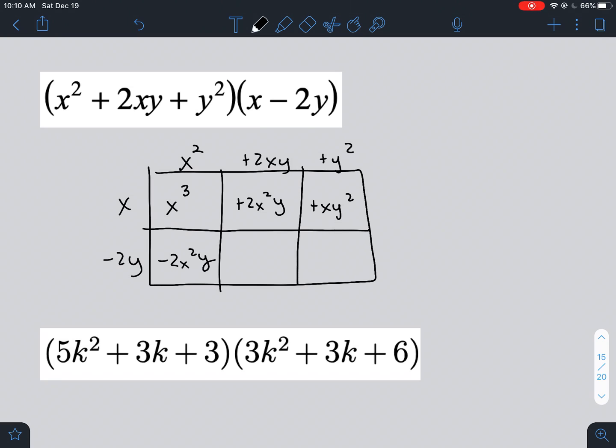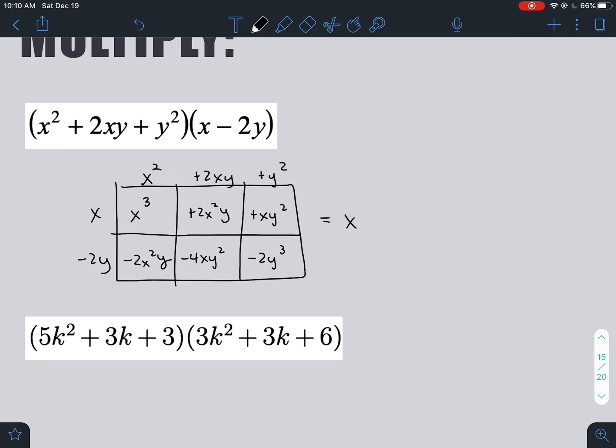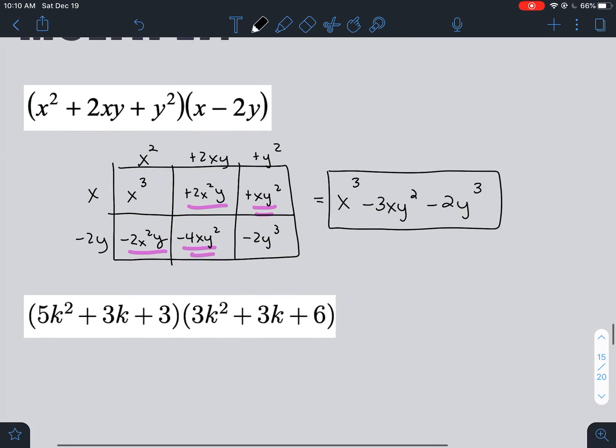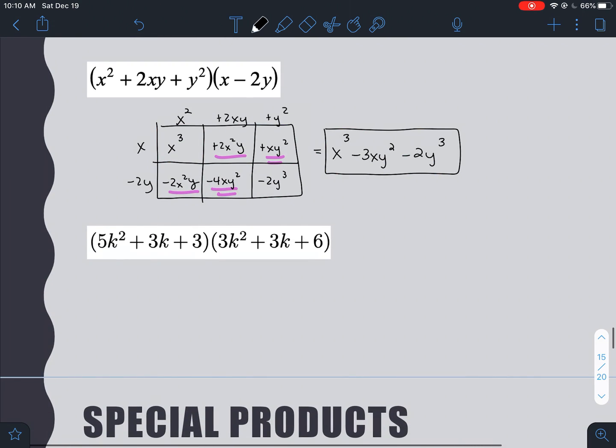X squared times negative 2y is negative 2x squared y. Again, I just put them in alphabetical order, so I'm putting the x's first. 2xy times negative 2y is negative 4xy squared, and negative 2y times y squared is negative 2y cubed. Combining like terms, we have x to the third, and then 2x squared y minus 2x squared y, they cancel each other, so there'll be no x squared y terms. Negative 4xy squared and positive 1xy squared would be negative 3xy squared, and then minus 2y cubed.